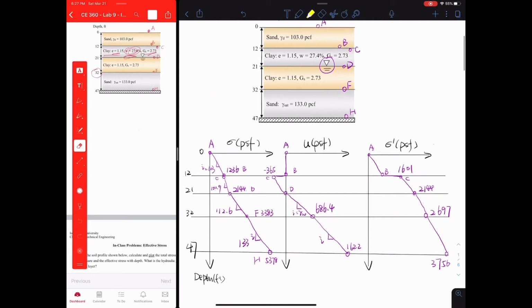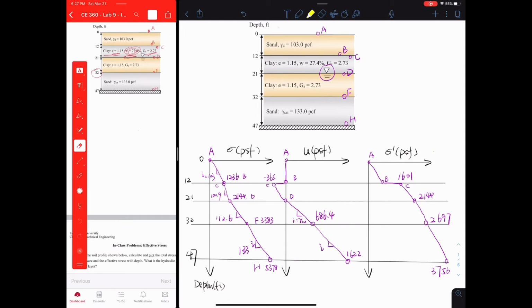Now the last step is to plot all this into a figure. So first we need 3 coordinates. The first one for the total stress, the second one for the pore water pressure, and the third one for the effective stress. And we plot the depths here. It's very easy, right? We just use the value of each point that we calculated before, and then plot each one in the coordinate here.